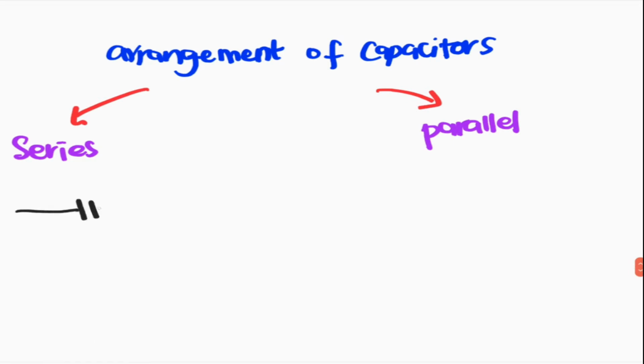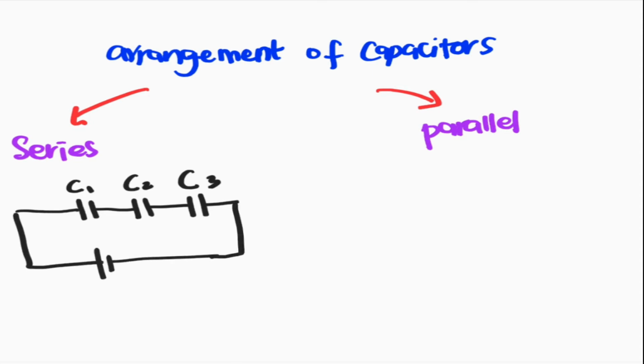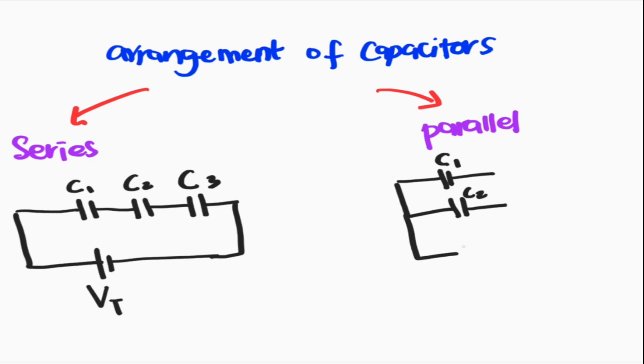Okay, how's the series arrangement? Like this: C1, C2 and C3 connected to the power supply. And the arrangement in parallel: this is C1 connected to C2, connected to C3. So they are connected to the power supply.